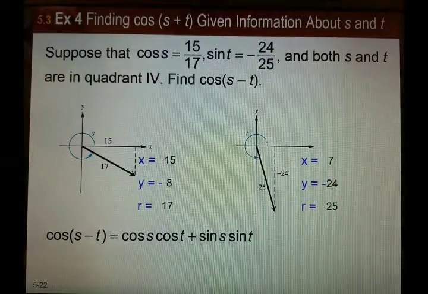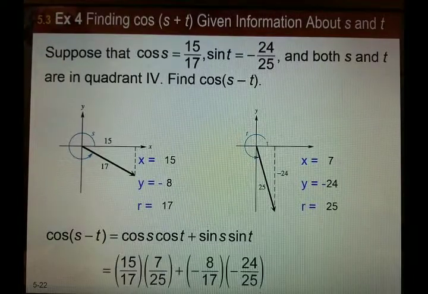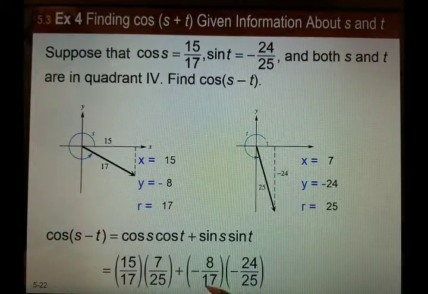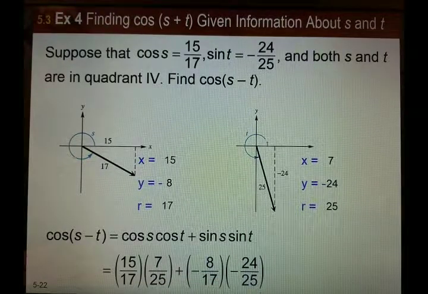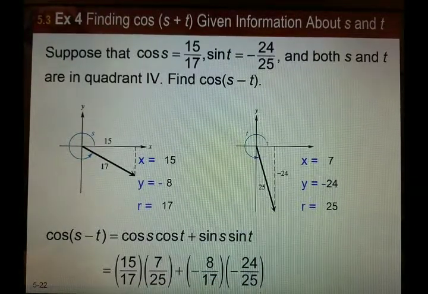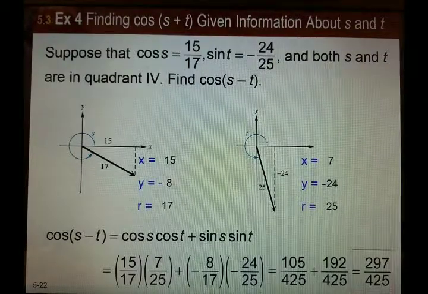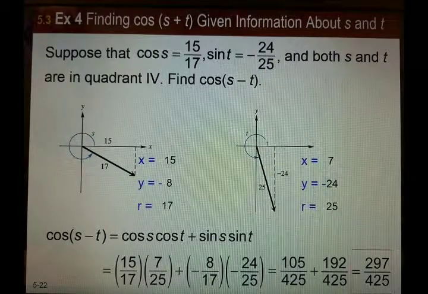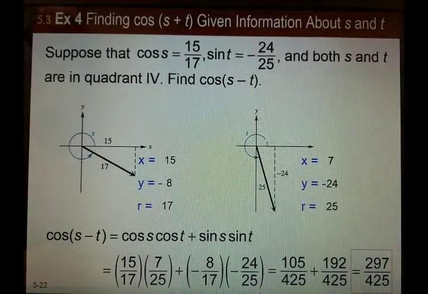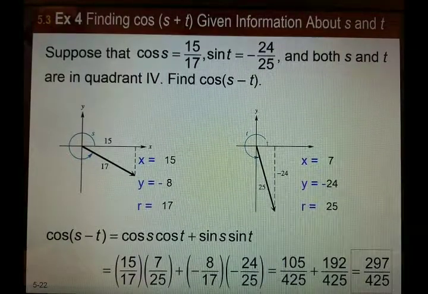So once you plug those in, you'll notice when you multiply the fractions, both of these have 17 times 25. So I already have a common denominator. They make that part of it nice and easy for us. Therefore, I just need to figure out what 15 times 7 is, add that to negative 8 times negative 24, which gave me a numerator of 297 over 425 for the denominator.